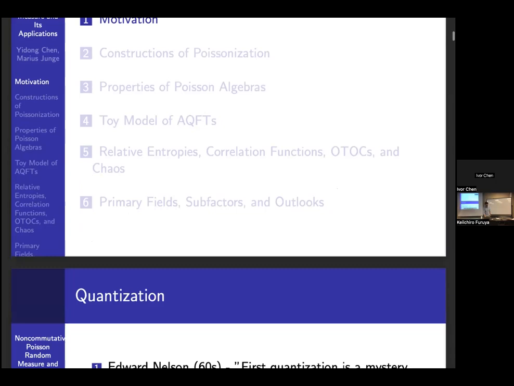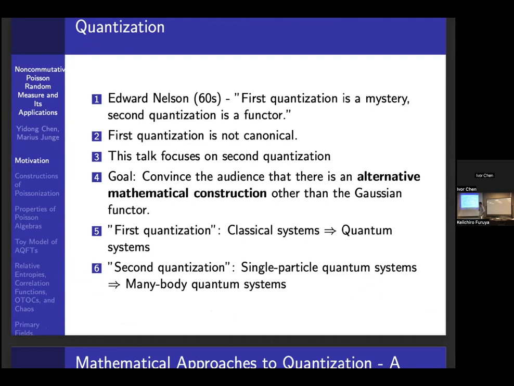Okay, so where do we start? I'll always start with this comment by Nielsen, who said that first quantization is a mystery and second quantization is a functor. Well, I think in 2023, neither statement is mathematically accurate. First quantization is certainly not a mystery. It's just not canonical. There are so many different approaches to first quantization. And second quantization, well, I hope after this talk, you will understand why second quantization is not one functor. You have two choices, at least.